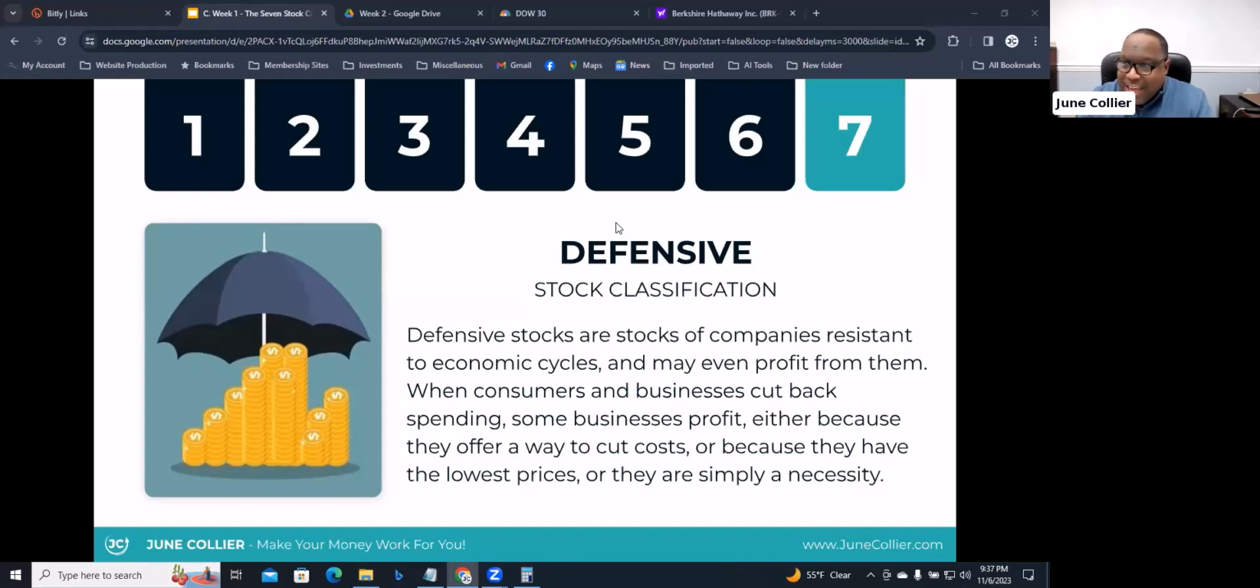I can't even think of any others, but Hormel, any of your food companies, General Mills, those companies, you're going to eat regardless of whether the economy is doing bad or doing good. You still got to eat. Kellogg's, you still have to eat. So these are going to be defense stocks. These are stocks where it doesn't matter what the economy is doing, people are going to use those products and services for that defense stock.